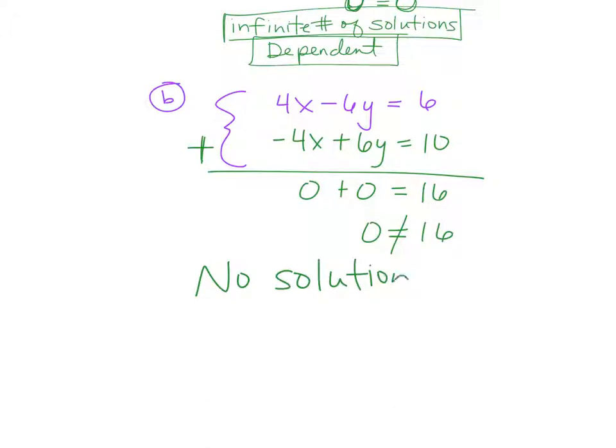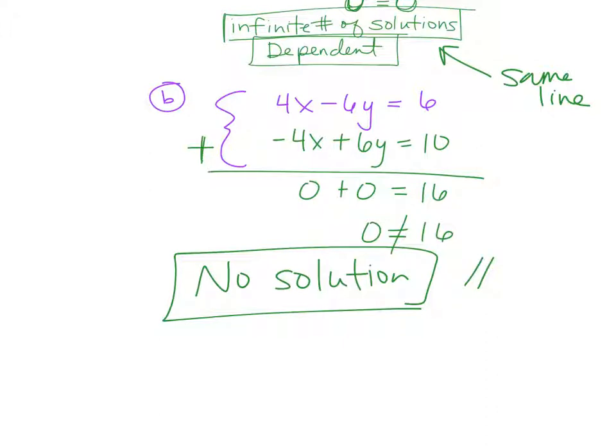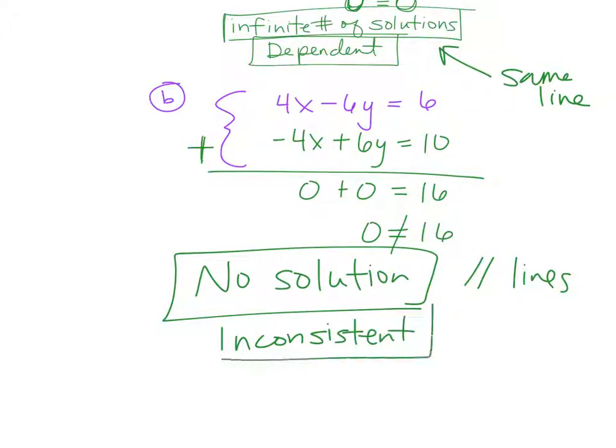So this top one would be the same line, right? When there's infinite solutions, it's the same line. No solution here means you have parallel lines, which we call inconsistent. Okay. Questions on those? Those are the special cases.